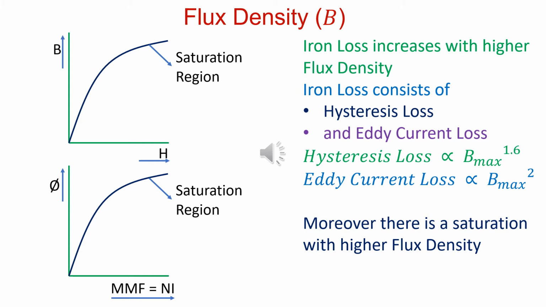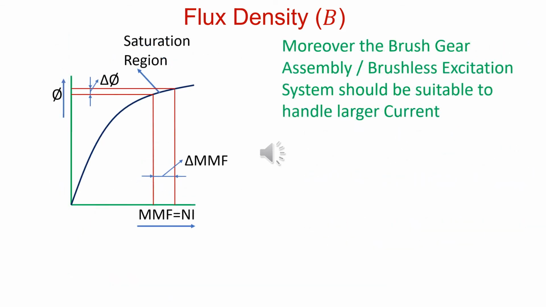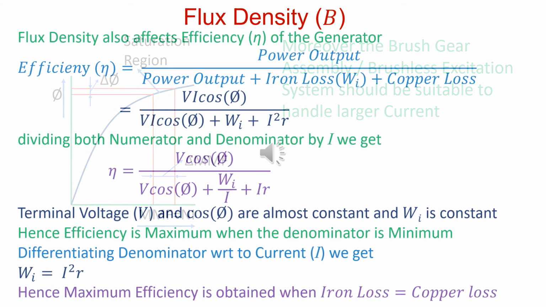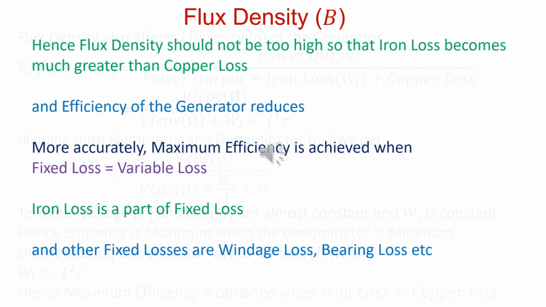In a saturated region, more magnetizing current is required, resulting in lower power factor. Moreover, larger brush gear assembly is required to handle large magnetizing current. Iron loss is kept equal to copper loss to obtain maximum efficiency. In case flux density is high, iron loss becomes larger than copper loss and efficiency reduces.